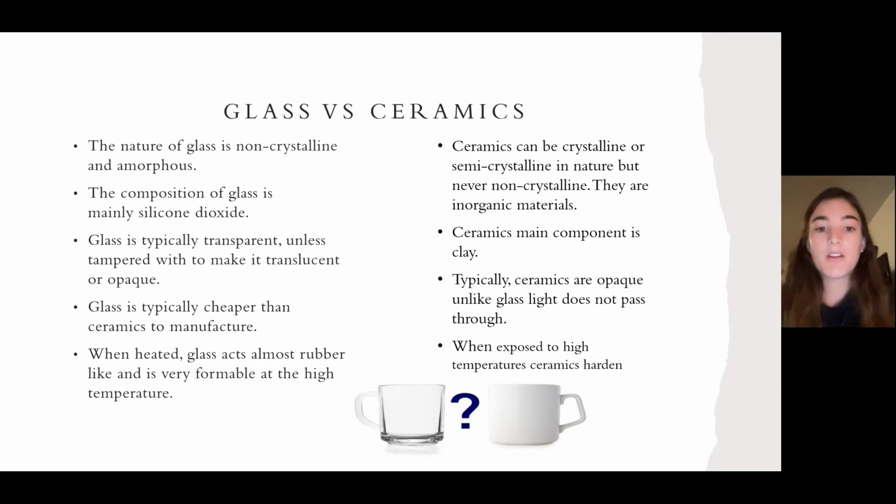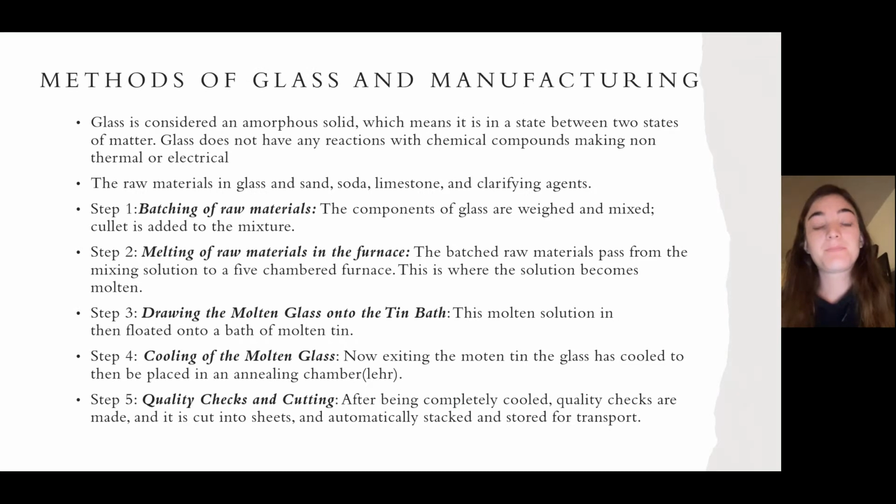And the main component of ceramics is clay. Typically, ceramics are opaque, unlike glass, so light doesn't pass through them. When exposed to high temperatures, also unlike glass, ceramics harden and aren't easy to work with at high temperatures. So the picture on the bottom would be a picture of glass, which is see-through, and then on the right is the ceramic that is opaque.